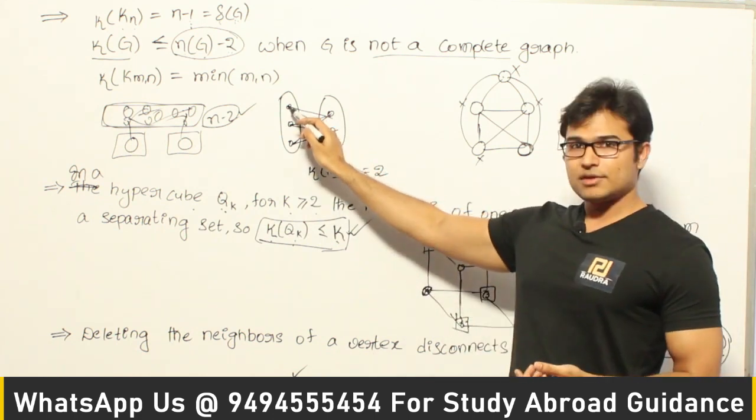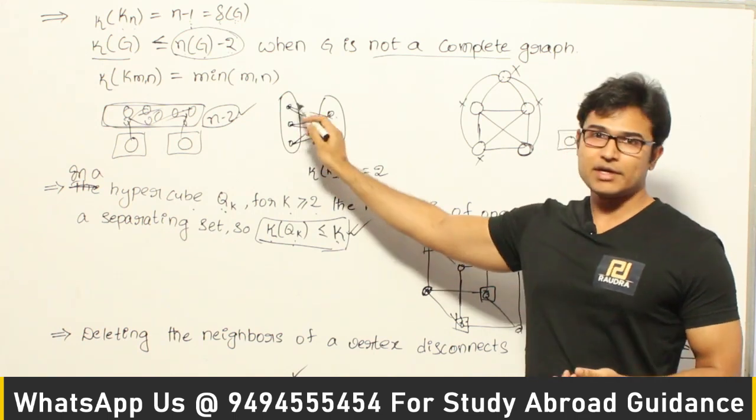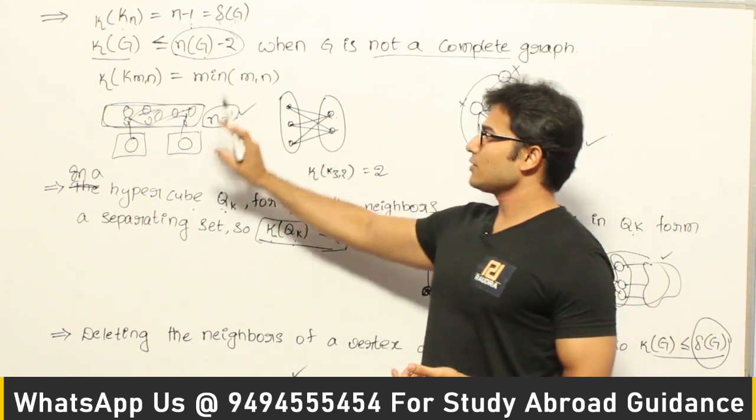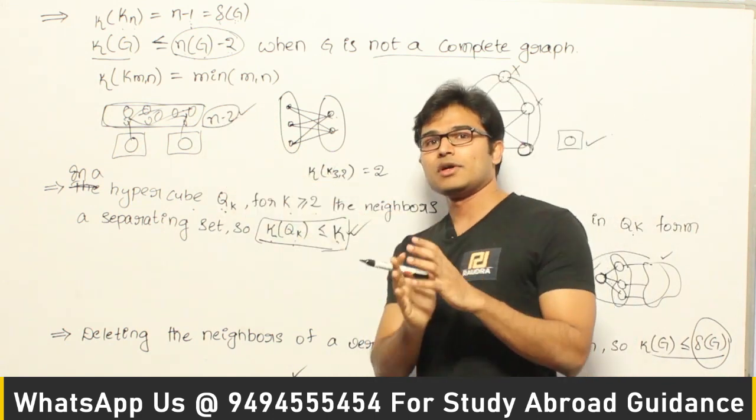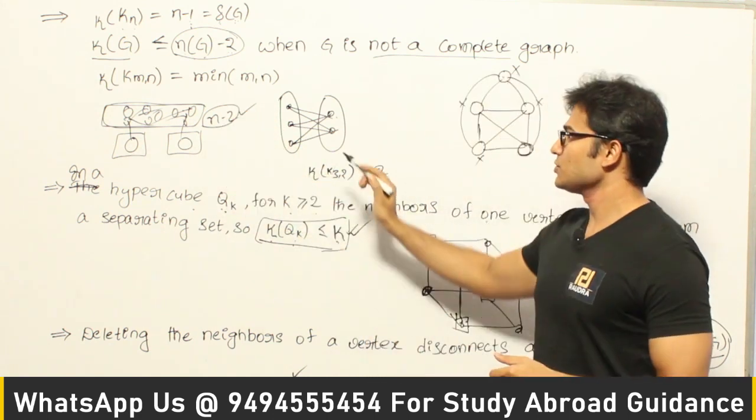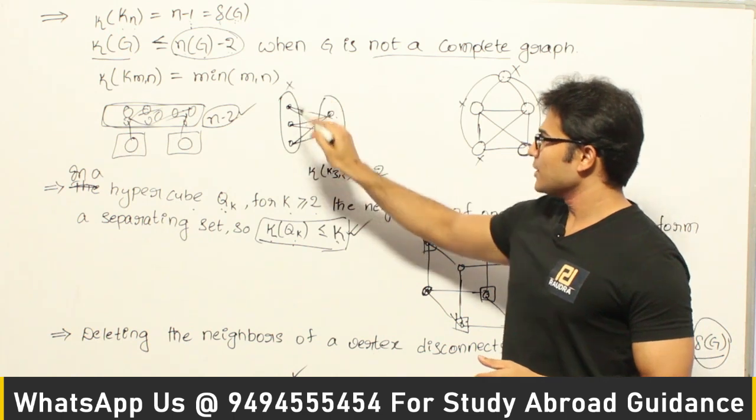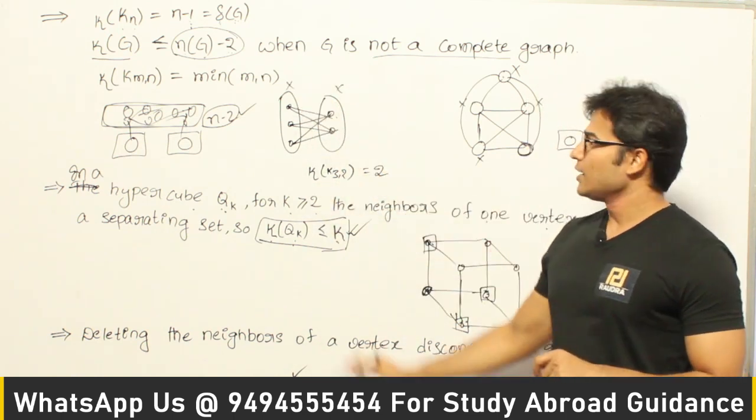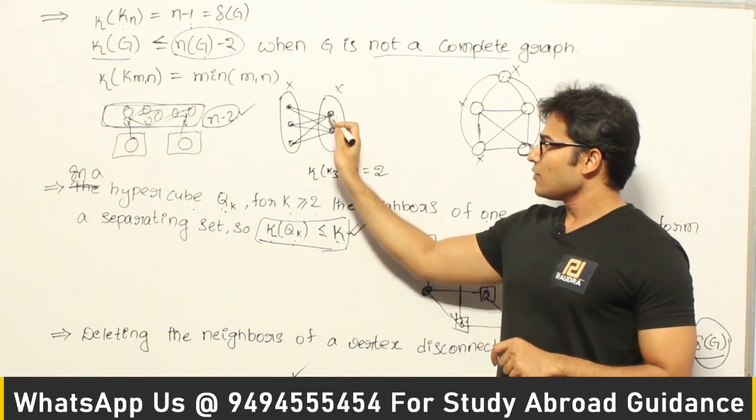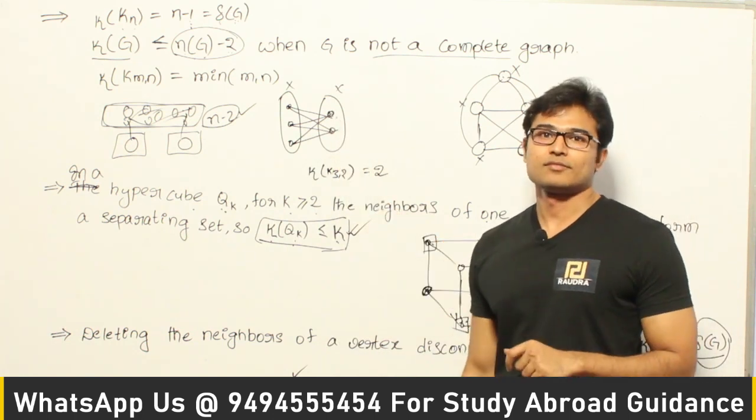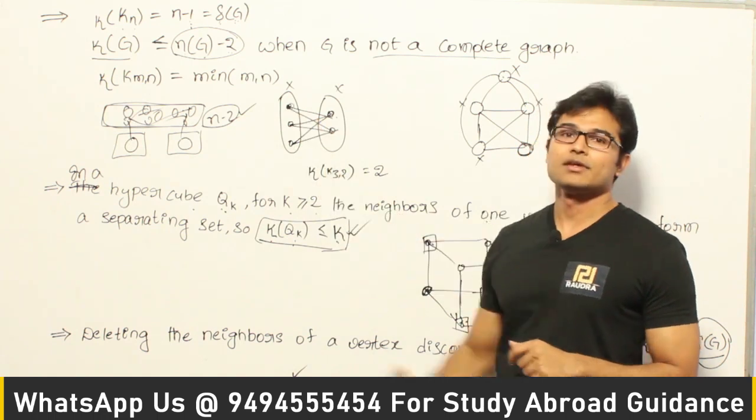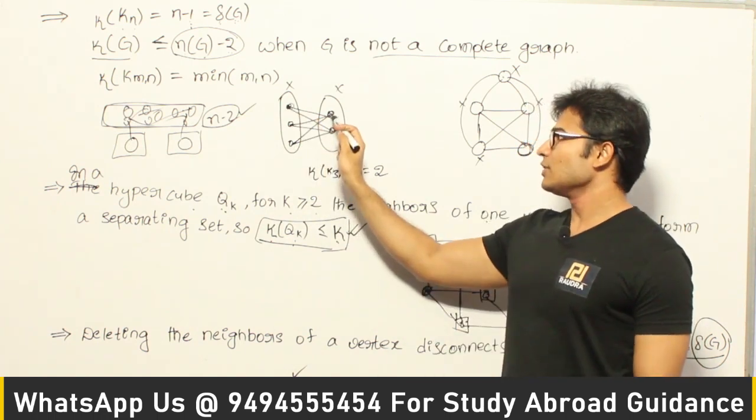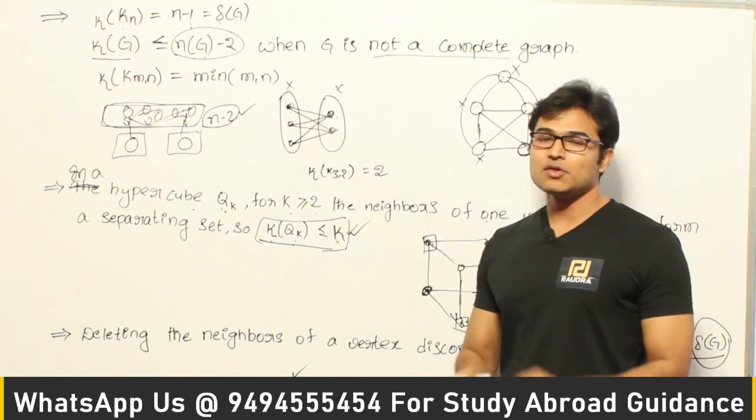Every vertex here is connected to every other vertex in the other set. Now in order to disconnect the graph and create components, you are supposed to delete either this set completely or this set completely. Otherwise, even if you let one vertex stay here and one vertex stay here, they will still be connected.